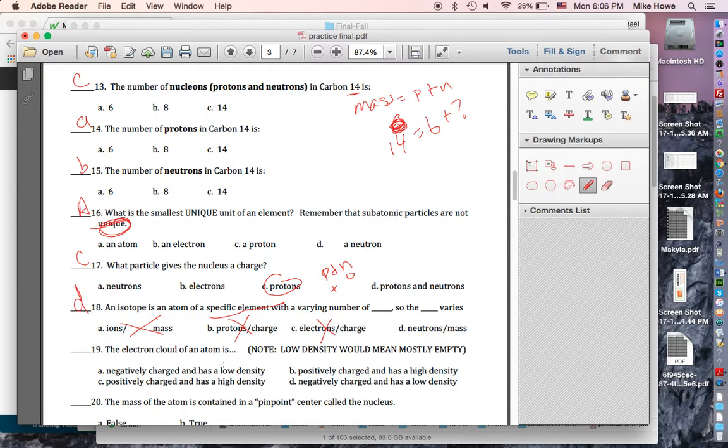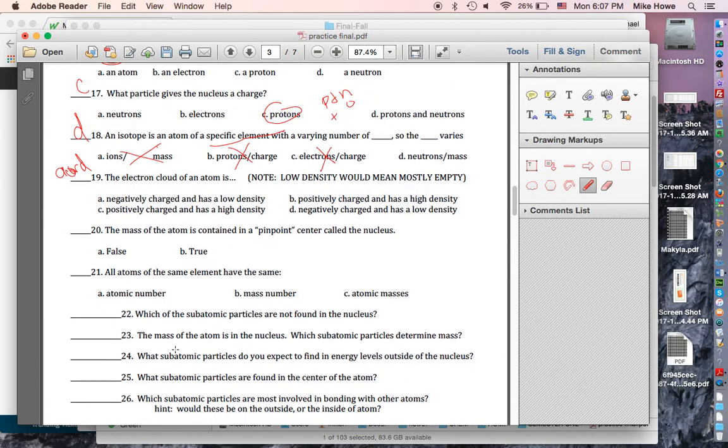Okay, this one here has answers that got repeated by mistake, so the answer is low density. The electron cloud is negative and low density. So the answer is either A or D, either one, they're the same. The mass of the atom is contained in a pinpoint center called the nucleus. That's absolutely right. That's B, true.